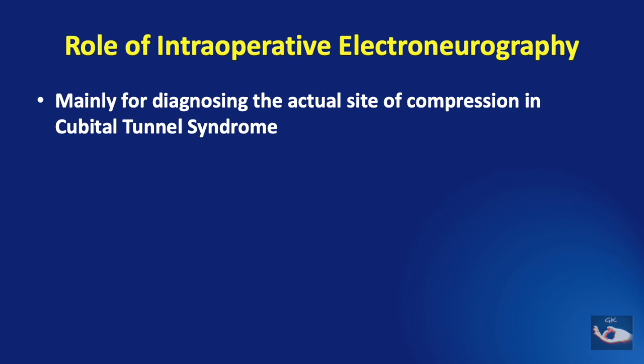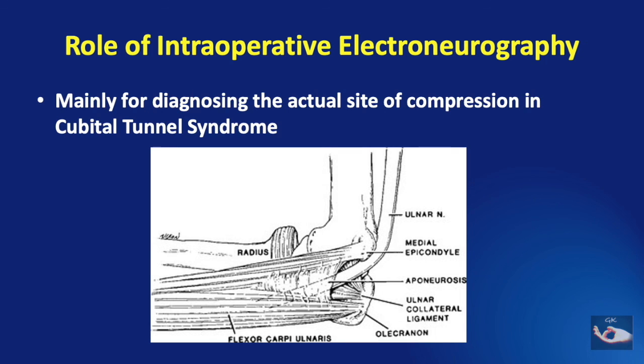There is also the role of electroneurometry in the intraoperative period, mainly for diagnosing the actual site of compression in cubital tunnel syndrome. This can be done by a minimal incision made over the region of the cubital tunnel and the nerve action potentials recorded. The dilemma is whether the compression is in either the region of the ulnar nerve below the humero-ulnar arcade or in the region of the retroepicondylar groove.